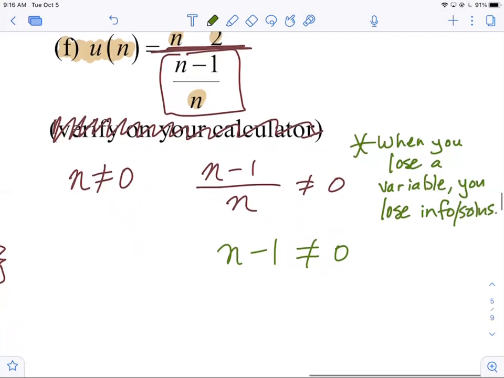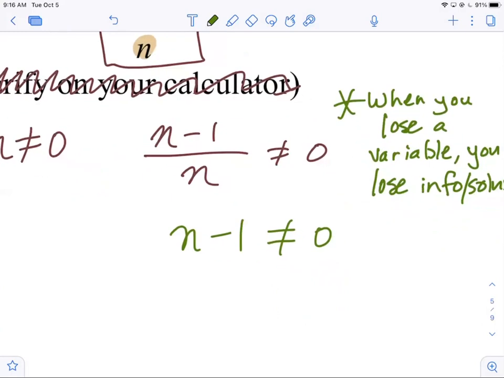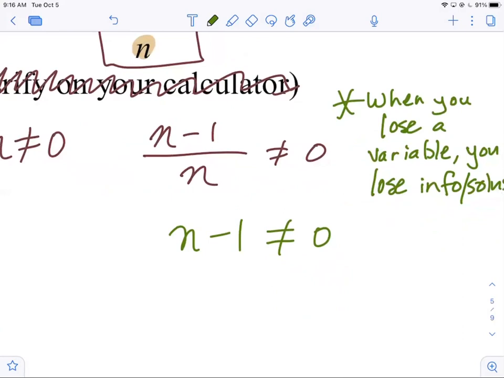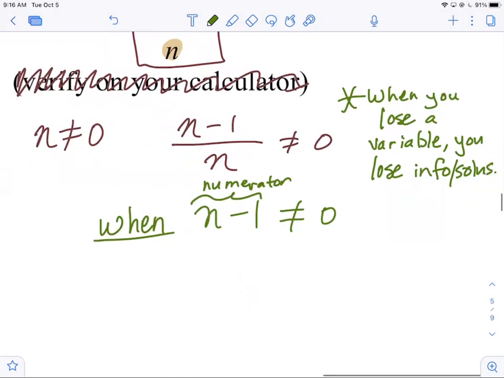So here's what we're going to do. We're going to still get to the same line of n minus 1 can't be 0, but we're not going to do it by modifying the function above and multiplying both sides by n. We're going to think about it this way. A fraction is equal to 0 when the numerator is equal to 0, okay? For instance, 0 over 5 equals 0. 0 over negative 3 equals 0.